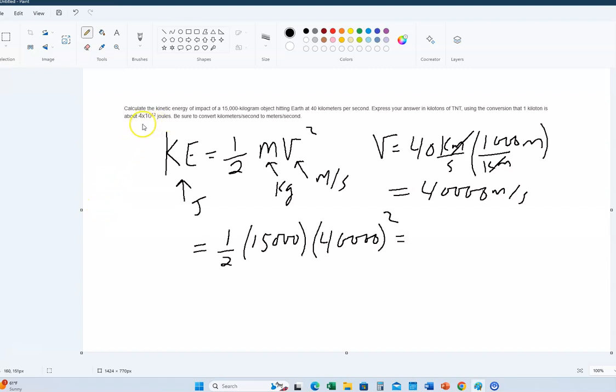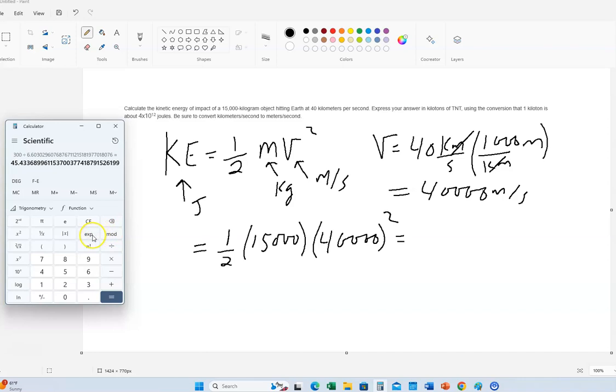the fact that 1 kiloton, so if you had 1,000 tons of TNT, this is a very typical value, is equivalent to 4 times 10 to the 12th joules. By the way, you could say that as 4 trillion joules. We usually stay away from that in the sciences, but you could certainly say that.